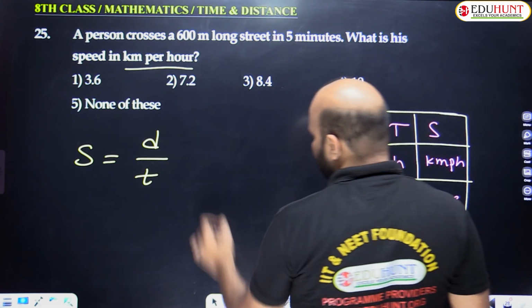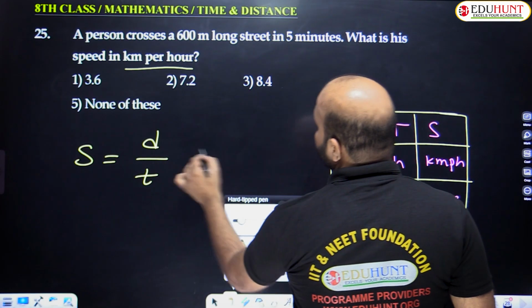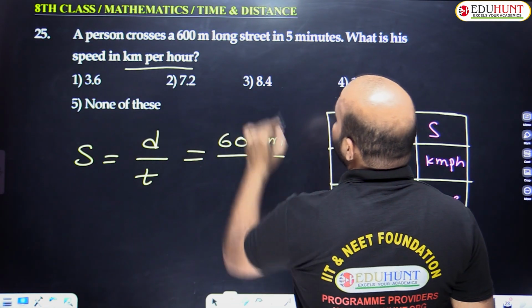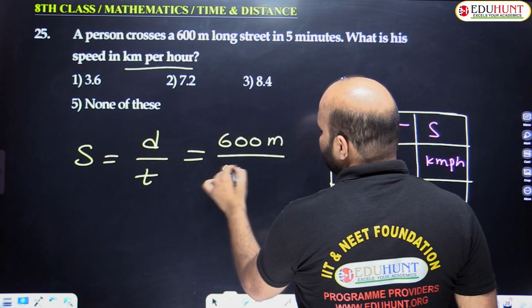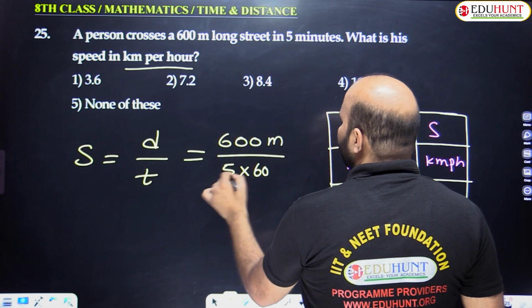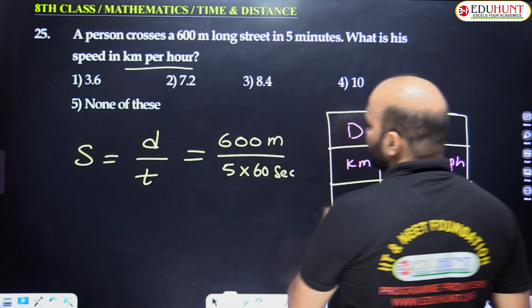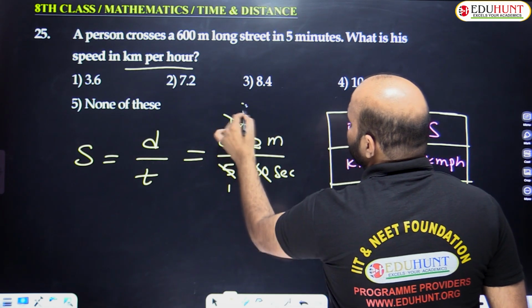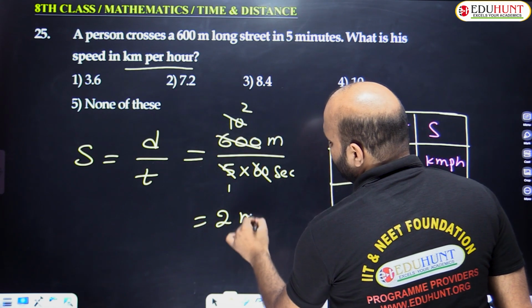Here the distance is already given: 600 meters. 600 meters is covered in how much time? 5 minutes, but it should be converted into seconds, 5 into 60 seconds. Am I clear? So finally what I am getting is 600 by 300, which gives 2 meter per second.